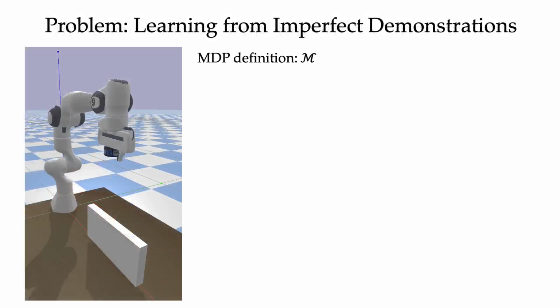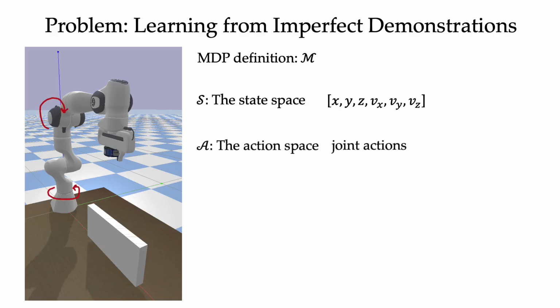We formalize the problem of learning from imperfect demonstration as an MDP, the state space indicating the state of the agent, for example, the location and the velocity of the robot. The action space indicates what actions the agent can take. For example, the action indicates the rotation of joints. The reward function evaluates the reward at each step, given the state and action, which is related to the task.